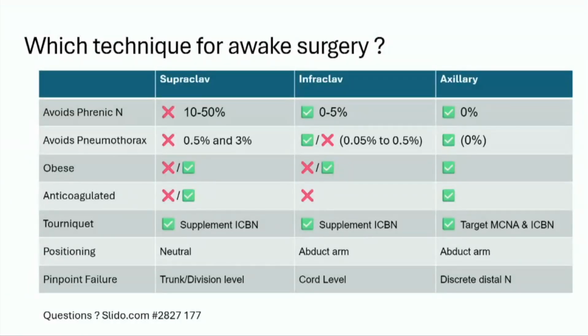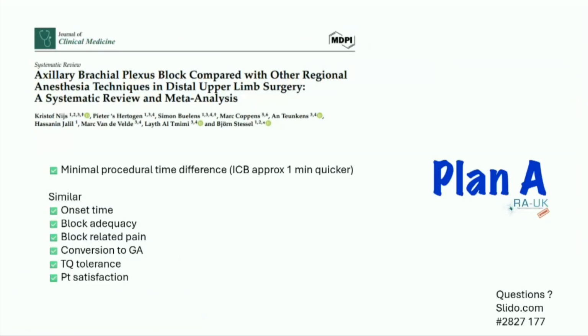Yeah. So, if we then look at this comparison of axillary brachial plexus blocks with other techniques, essentially there is very little difference in all of the techniques. They all come on pretty much equally quickly. It's maybe slightly quicker to perform an infraclavicular block than an axillary brachial plexus block. I don't think 1 minute is particularly clinically relevant. And then, you know, the conversion rate is no different. Tourniquet tolerance is the same, and patient satisfaction is the same.